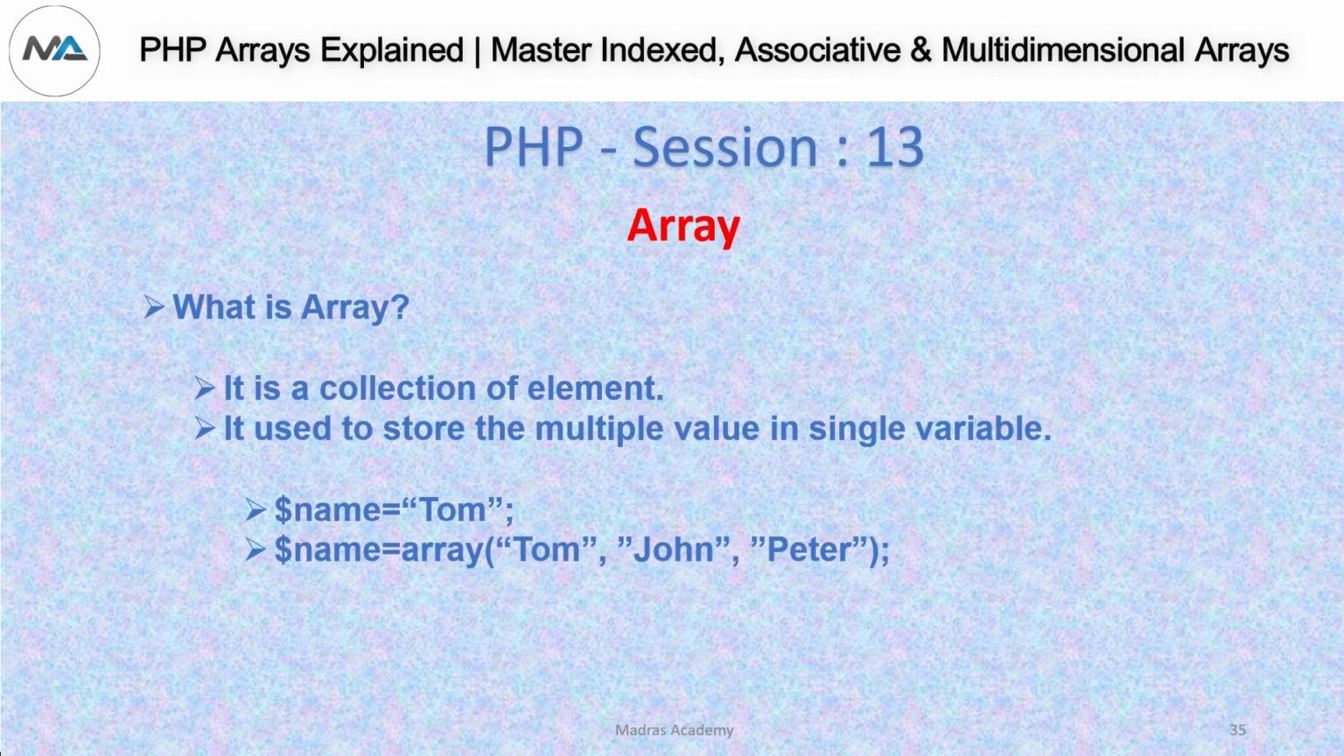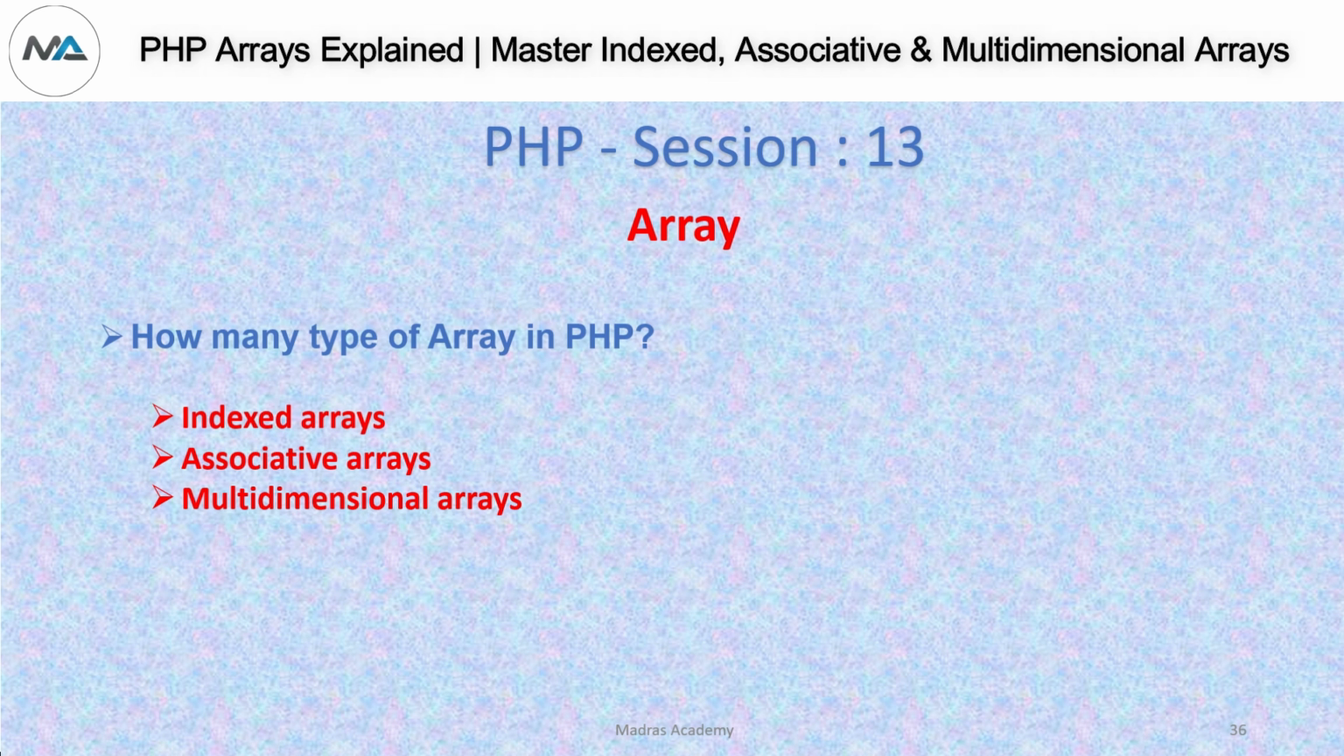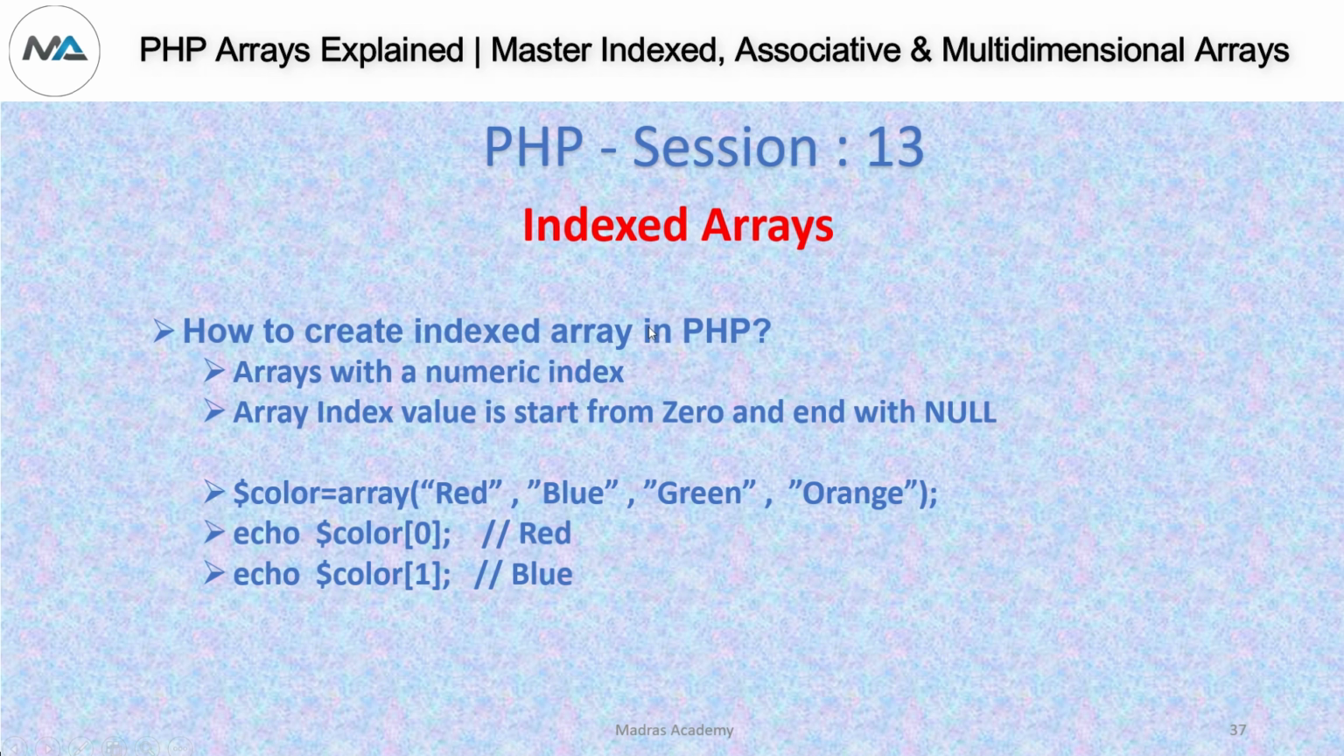Next, how many types of arrays are there in PHP? Indexed array, associative array, multidimensional array. We have three types of arrays. First, we'll see the indexed array. What is an indexed array? An array with a numeric index is called an indexed array. That means the array index value starts from 0.